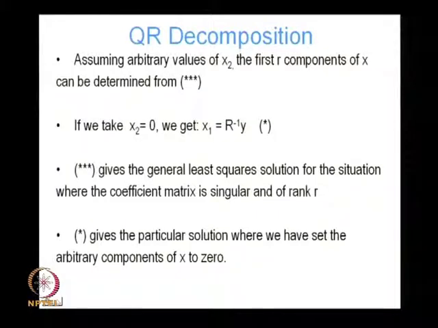Unlike the case when A transpose A was non-singular, where we had only one solution, in this case there are infinitely many least square solutions, but all of them make sure that the residual is orthogonal to the space spanned by the columns of A. In this case, the space spanned by the columns of Q.